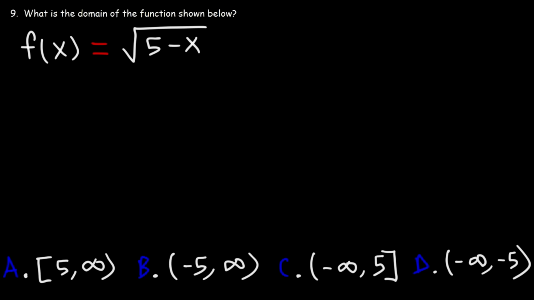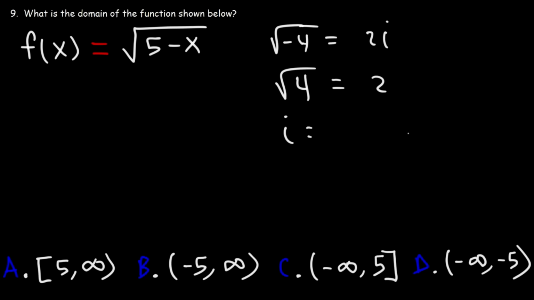Now it's important to understand that we can't have a negative number inside a square root. The square root of negative 4 will not give us a real number. It will give us an imaginary number. We know the square root of 4 is 2. The square root of negative 4 is basically 2i. Keep in mind, the imaginary number i is the square root of negative 1.